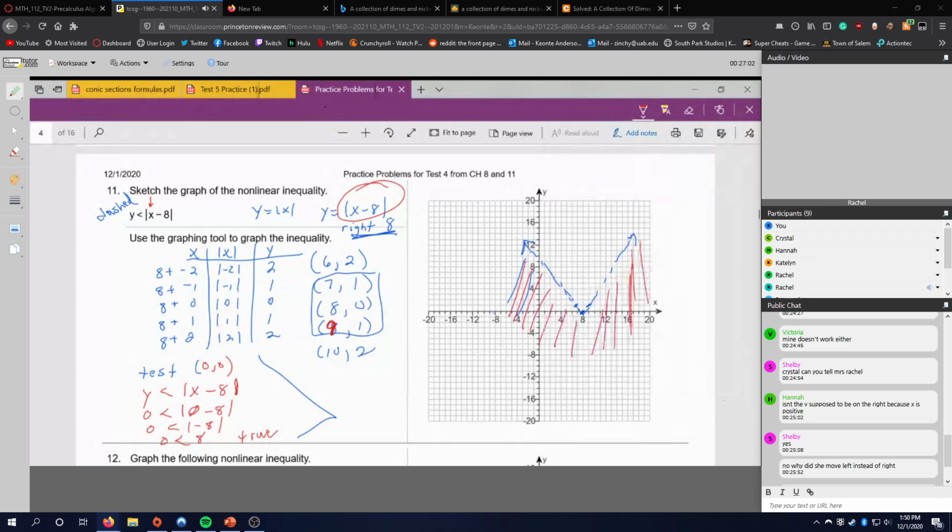And why did I add 8 to the X values? Because this is a transformation that shifts the graph to the right 8. So this is the parent, y equals absolute value of x.